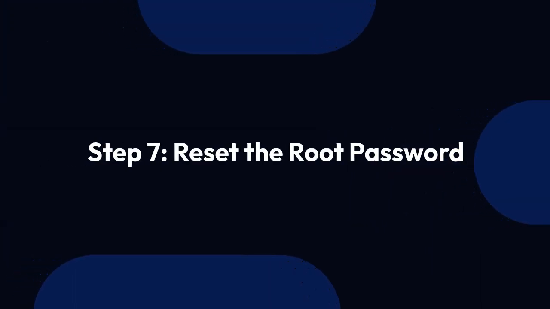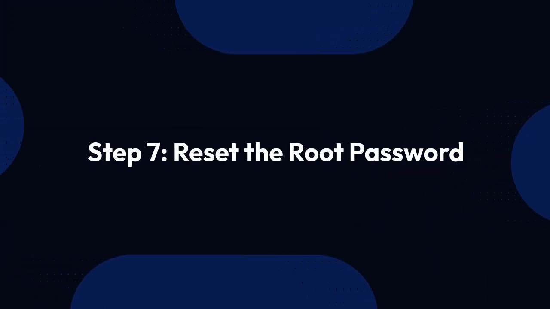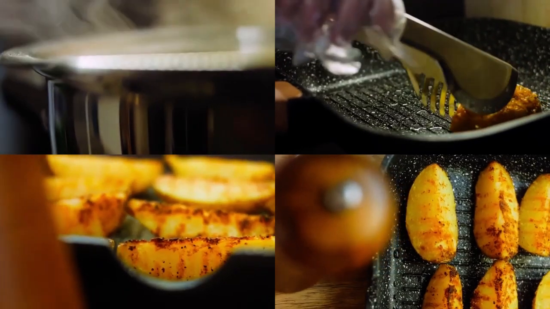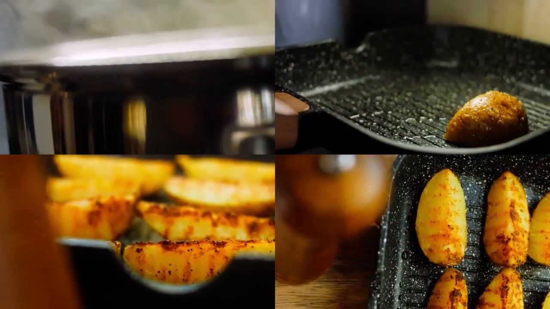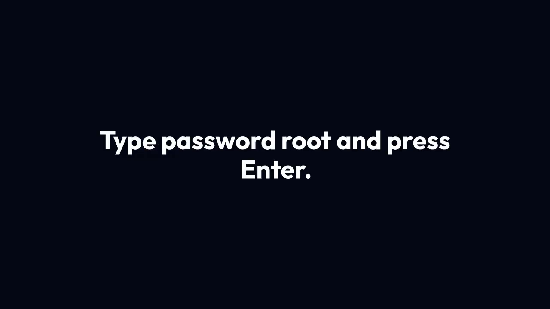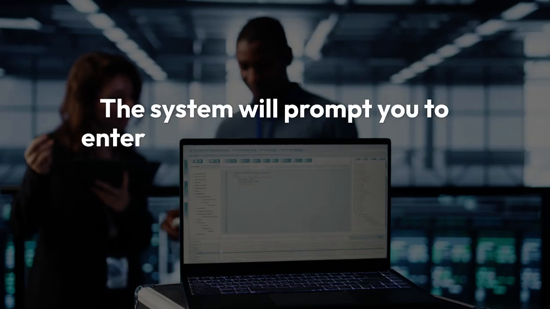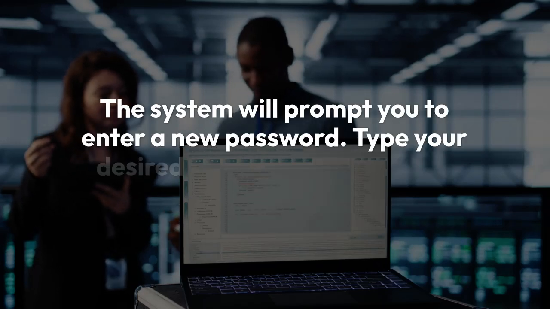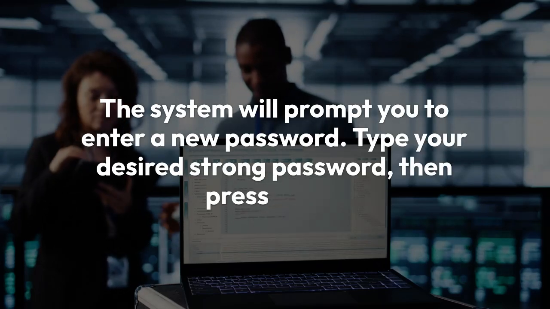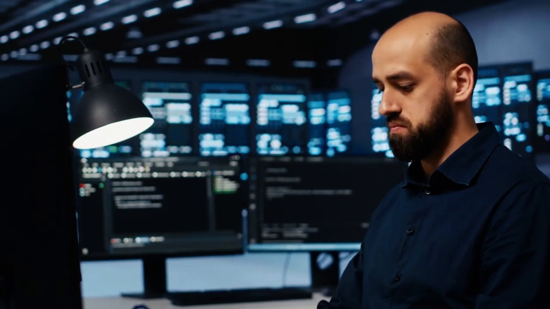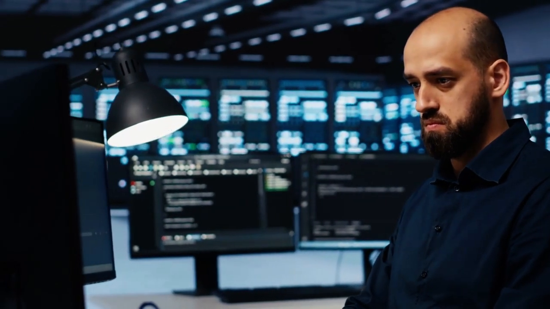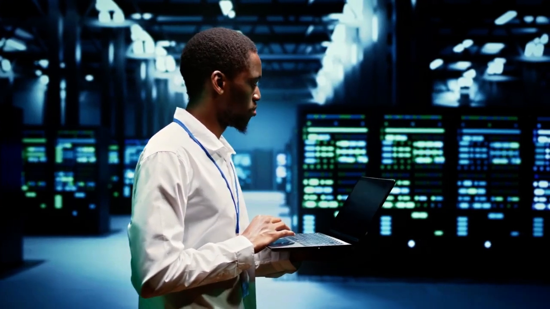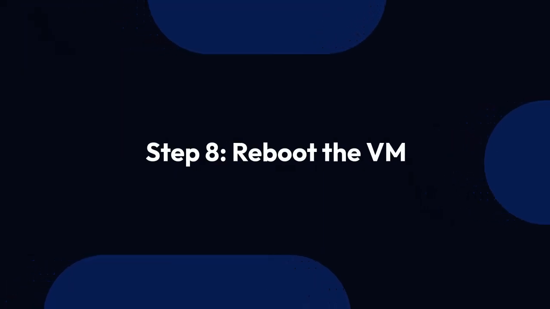Finally, step 7. Reset the root password. Now that you have full root access, you can reset the password. Type passwd root and press enter. The system will prompt you to enter a new password. Type your desired strong password, then press enter. It will then ask you to retype the new password for confirmation. Type it again and press enter. If everything matches, you'll see a message indicating that the password has been updated successfully. Be sure to choose a strong password and remember it.